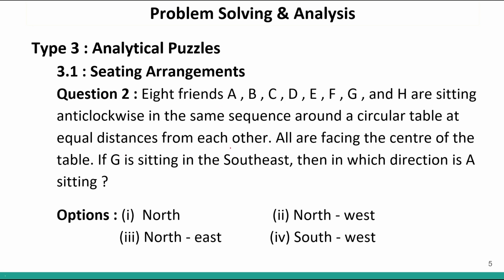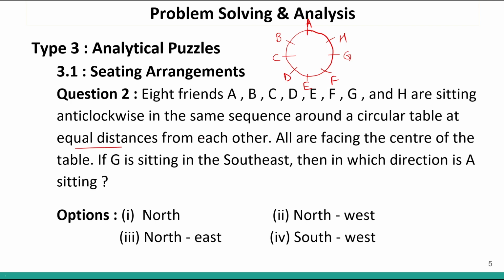Now, another question. This time, 8 friends are sitting anti-clockwise in the same sequence around a circular table. So, anti-clockwise is which direction? I've already discussed this in following directions. Anti-clockwise means this direction, the opposite of how a clock moves. So, 8 friends: 1, 2, 3, 4, 5, 6, 7, 8. They are sitting in the anti-clockwise direction. So, if A is sitting here, B will be here, here, here, here, here, here and here.